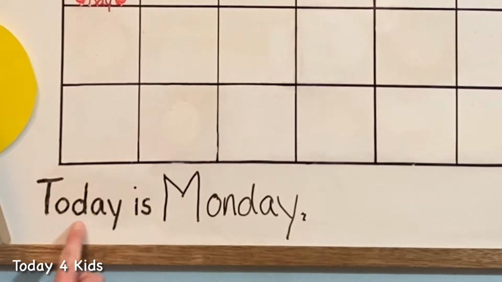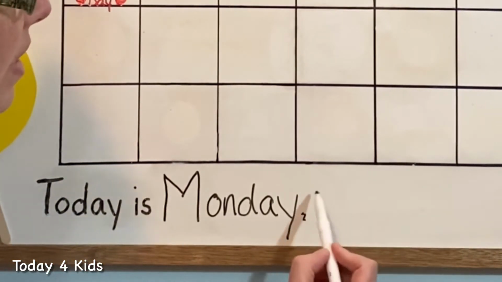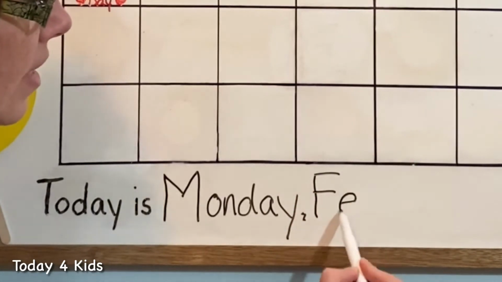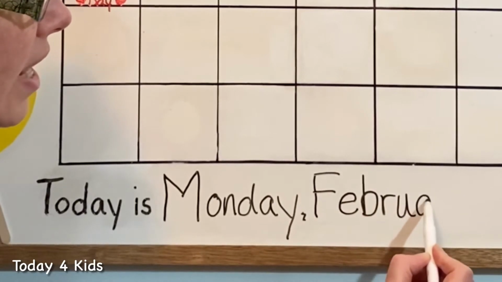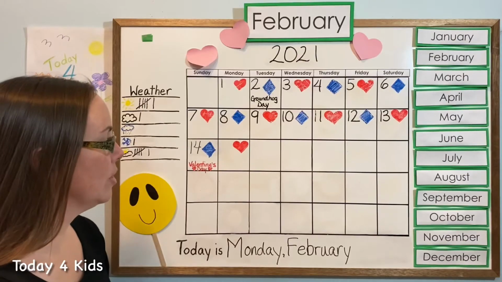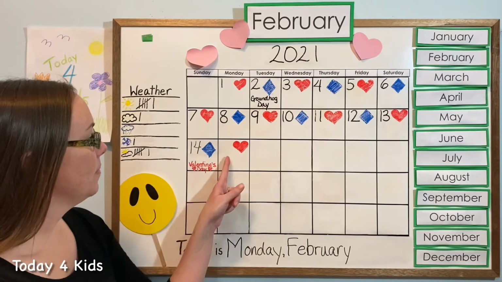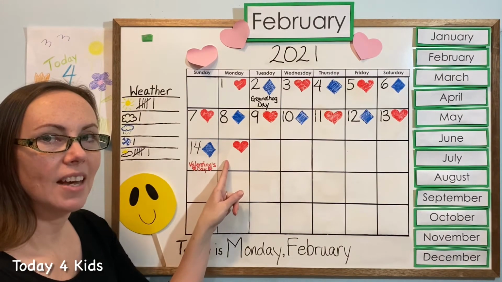Are you ready? Today is Monday, February. Practice with me. A capital F because it's the name of our month. E-B-R-U-A-R-Y. And next we're going to put in the number. What do you think the number is today? Yesterday was 14. What comes after 14? I hear some really good guesses.